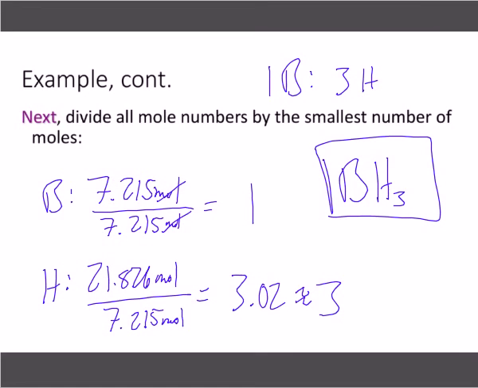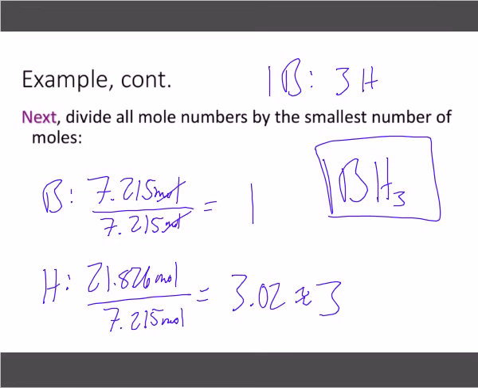Now, the last step in our problem, so we did percent to mass, mass to mole, divide by small, the last step of times to whole. We don't have to do that here because our numbers, after we divided by the smallest number of moles, were even. All right, they were whole numbers. We only do that last step when we have to multiply to get to a whole number. We'll see a problem like that in just a second.